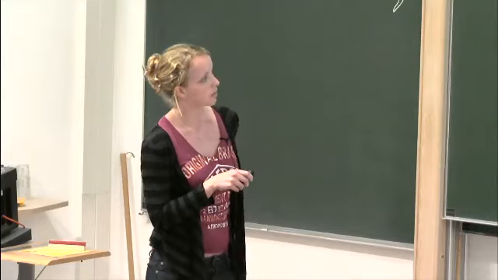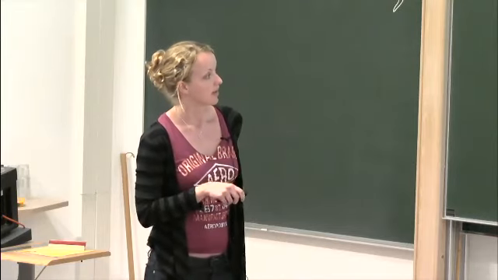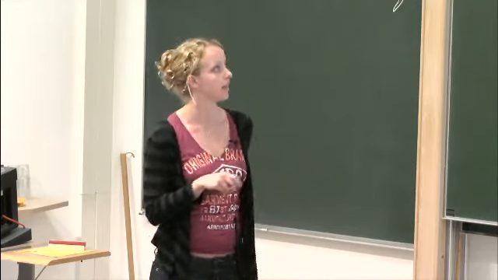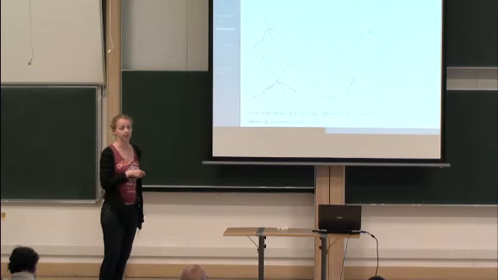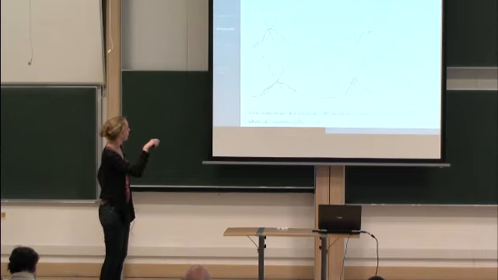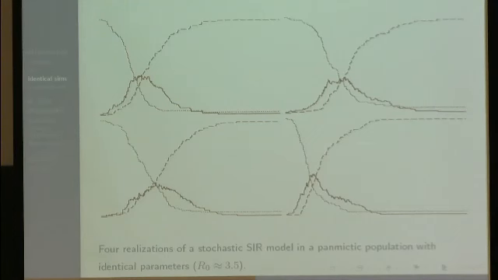And for these four pictures here, the parameters are exactly the same. And still you can see quite different dynamics, especially in the beginning and at the end of the epidemic, but still even at the peak. However, this also depends on the population size. So here this is a quite small population size. Normally the main differences are at the beginning and at the end of an epidemic, because numbers of infecteds and susceptibles are small.